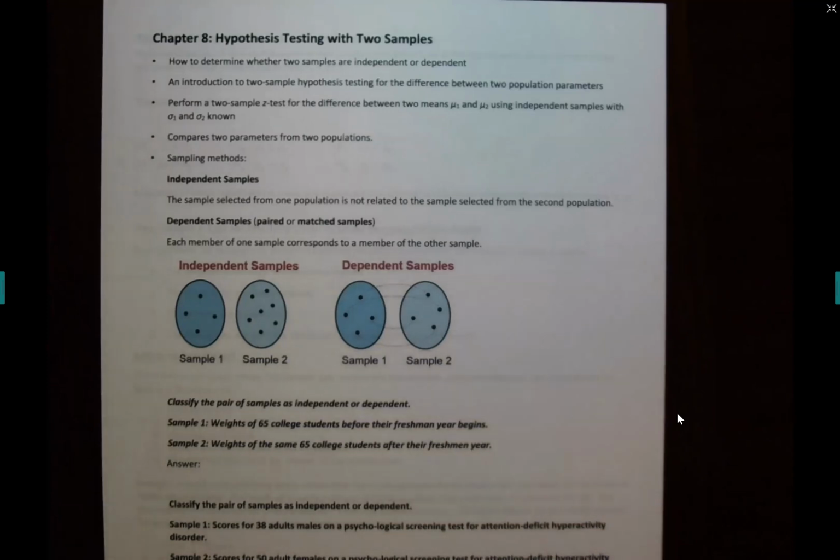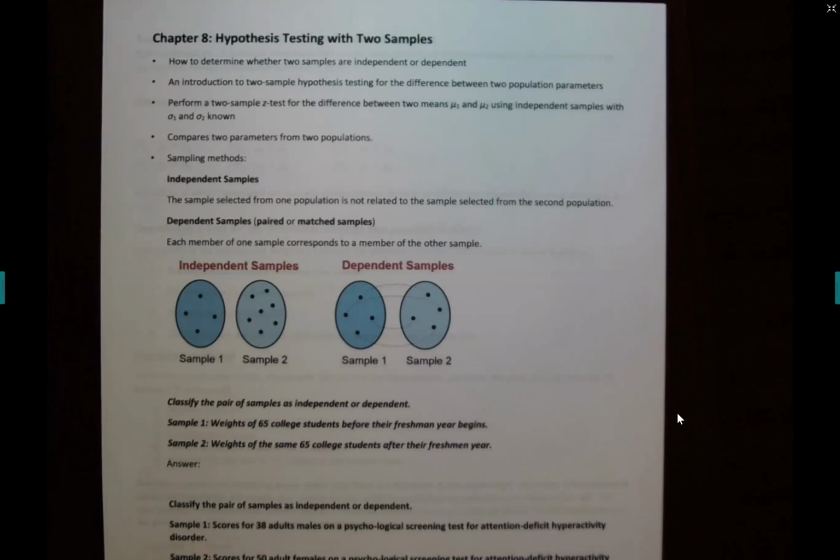The difference between 7 and 8: in 7 we worked with only one population. In 8 we're going to work with 2 populations. For example, a population of women and a population of men, and we'll compare the 2 populations. So it's going to require 2 samples. In chapter 7, we only worked with 1 sample. In chapter 8, we will be working with 2 samples. That's the title of the chapter, Hypothesis Testing with 2 Samples.